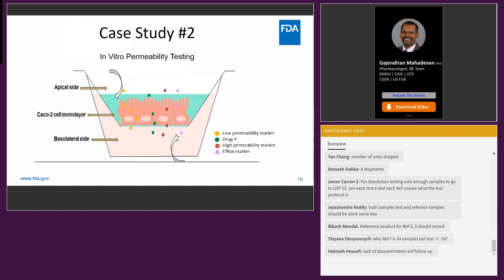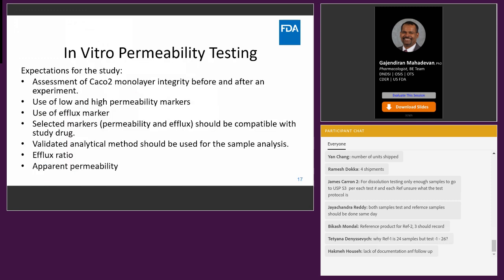Okay, let us switch gears to the second case study, on in vitro permeability testing. The schematic diagram shows a Caco-2 cell monolayer with the apical and basolateral sides, and the key shows the low permeability and high permeability markers along with the efflux marker and the study drug. What are the expectations for the in vitro permeability assay?